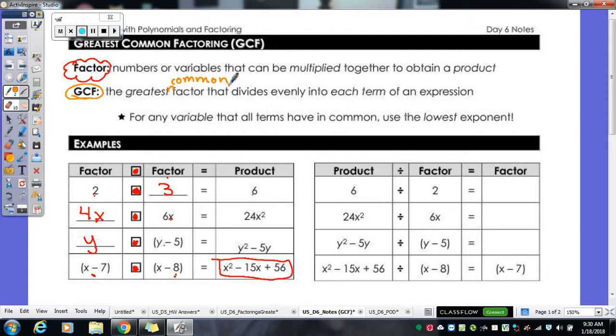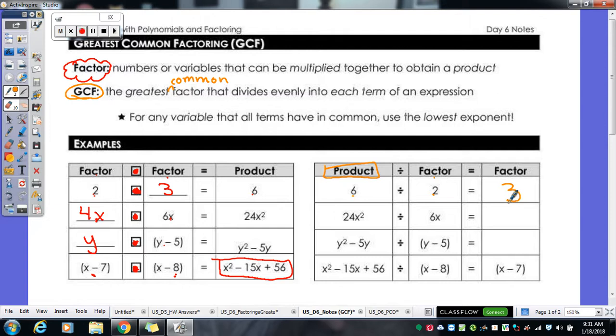Your greatest common factor is the largest number and or letter combination that goes into all of your terms, whether it be 2 terms or 3 terms. We're going to use that to break apart the product that we have. This time we're going to have the product, and you're going to know one of your factors. If you do your product divided by your factor, that's how we find our other factor. So that's what we're going to be working with.